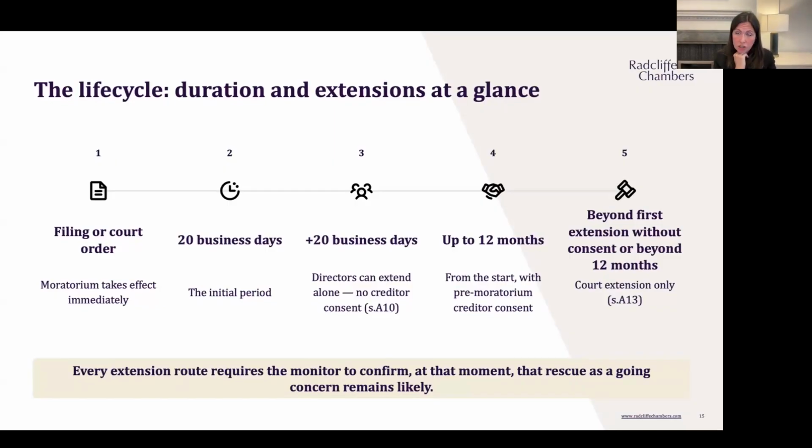Then beyond the first extension, i.e. the initial period, then the first director-led extension without the consent of creditors, or beyond the 12-month period, you get a court extension only, and that's an application pursuant to section A13. I've put a big box in bold at the bottom. At every stage of extending these moratoria, the monitor has got to confirm at that point that rescue as a going concern remains likely. And indeed, that's an ongoing process, which I'll come on to, but the monitor has to be satisfied at every juncture that the company is capable of rescue as a going concern, or the monitor must bring the moratorium to an end.